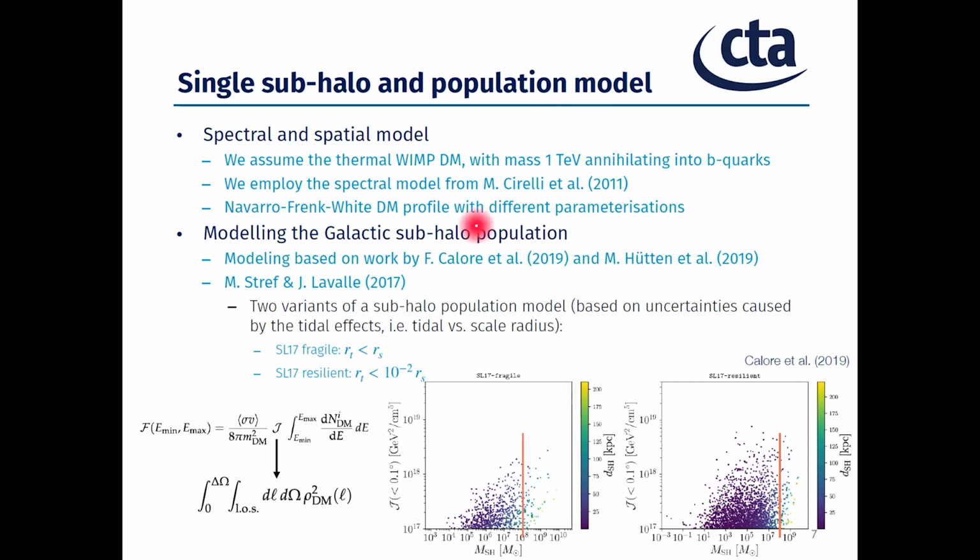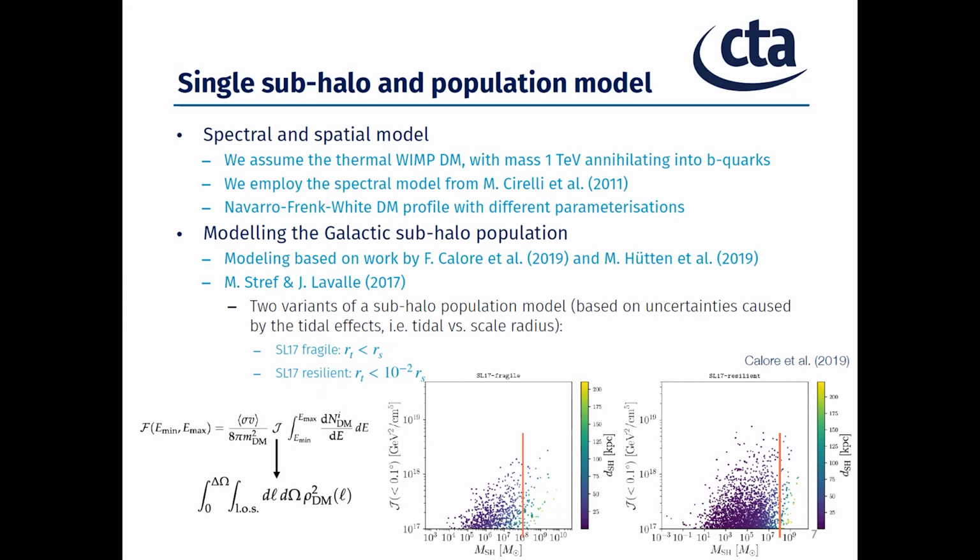So for that, we're building on top of these two papers that basically do the modeling of the subhalo population in the galaxy, and those are built on the Stref-Lavalle models. So we are assuming two different models from their paper, which are the fragile and resilient models. Those are basically describing two different scenarios of how resilient the subhalos are to the effects of tidal forces that act on them.